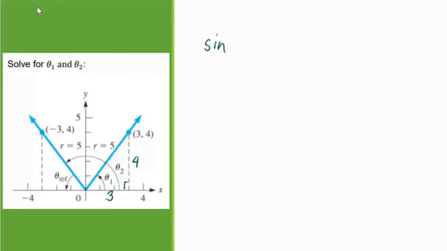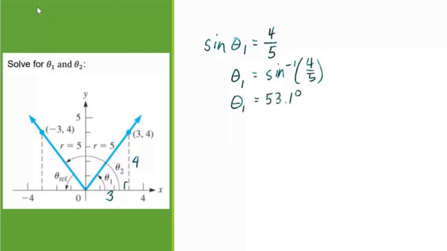Let's calculate the sine of that angle. The sine of theta 1, sine is y over r, is 4 over 5. That's enough information to calculate the value of theta 1. Taking the inverse sine of both sides gives me theta 1 is equal to the inverse sine of 4 over 5. And my calculator tells me that in degrees, this is 53.1 degrees. So we found the value of theta 1.